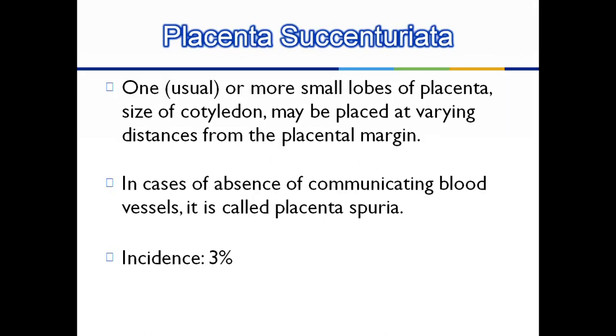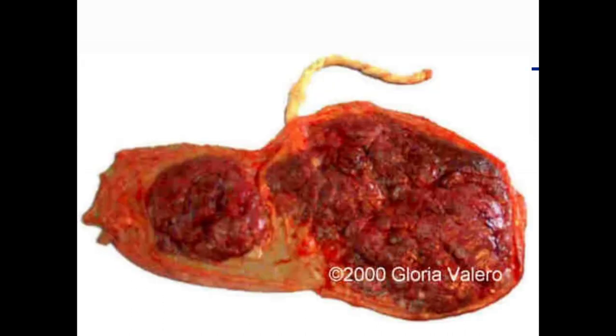Placenta succenturiata is one or more small lobes of placenta, the size of a cotyledon, which may be placed at varying distance from the placental margin. In cases of absence of communicating blood vessels, it is called placenta spuria. The incidence is nearly 3%. This is a picture of placenta succenturiata.